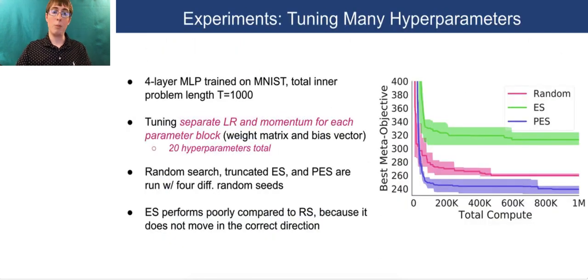We can also tune many hyperparameters. Here we're tuning a separate learning rate and momentum coefficient for each weight matrix and bias vector of a 4-layer MLP on MNIST. So here we have 20 hyperparameters, and we're comparing PES to truncated ES as well as random search for 4 different random seeds each. And we see that PES outperforms both truncated ES and random search with less compute. So ES also performs particularly poorly here because it moves in the wrong direction.